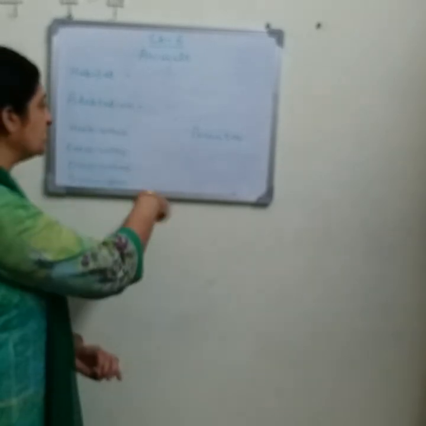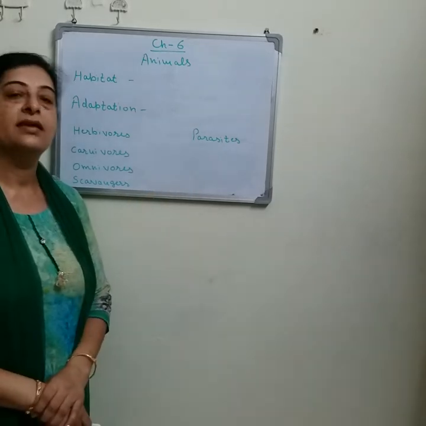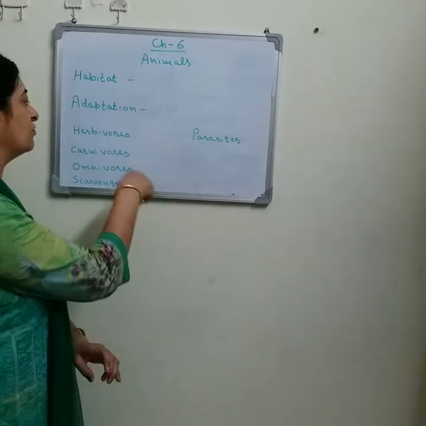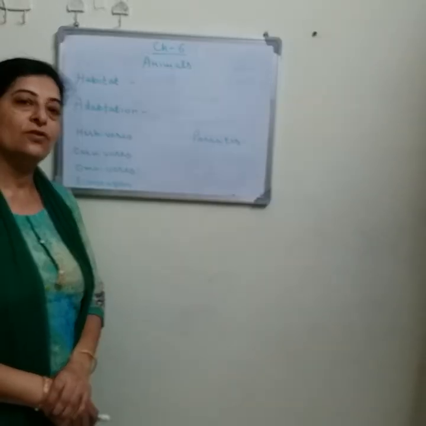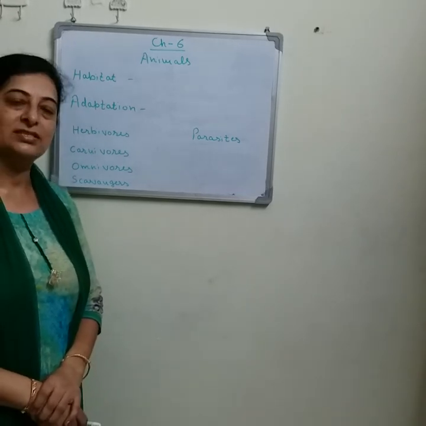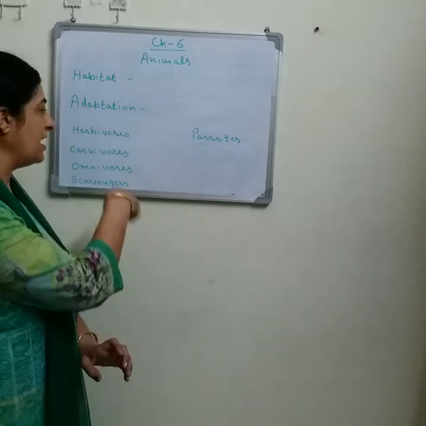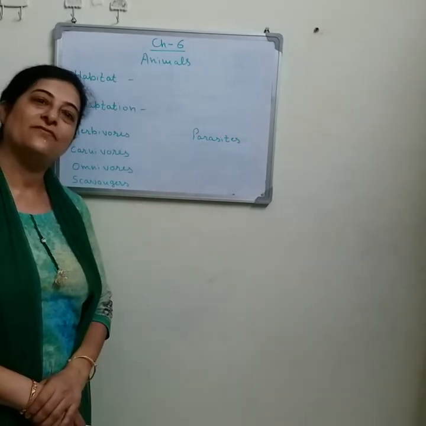So on the basis of food habits we can categorize animals into 5 categories: herbivores, carnivores, omnivores, parasites, and scavengers. And for this, different animals have different adaptive features.